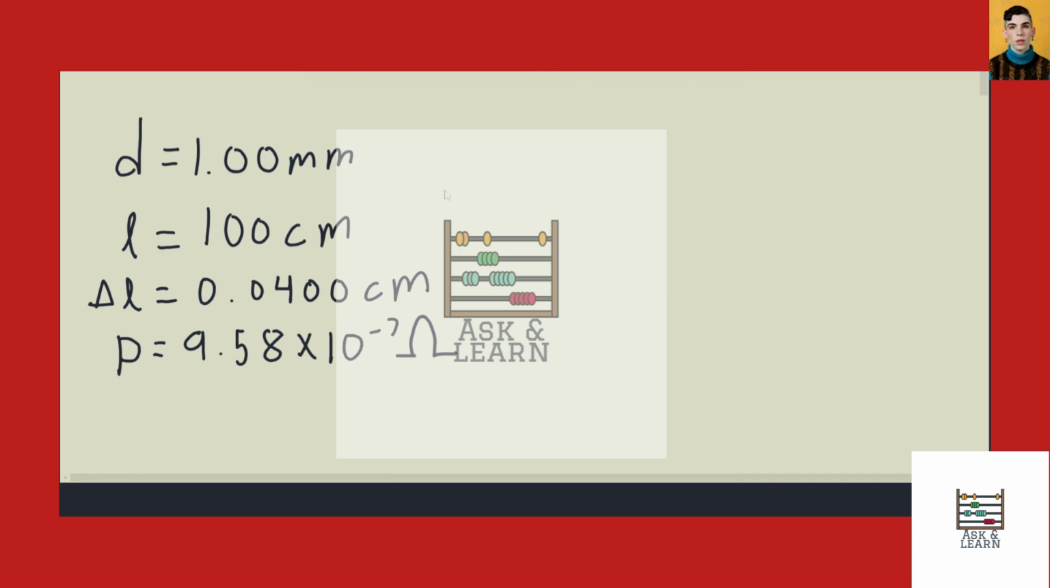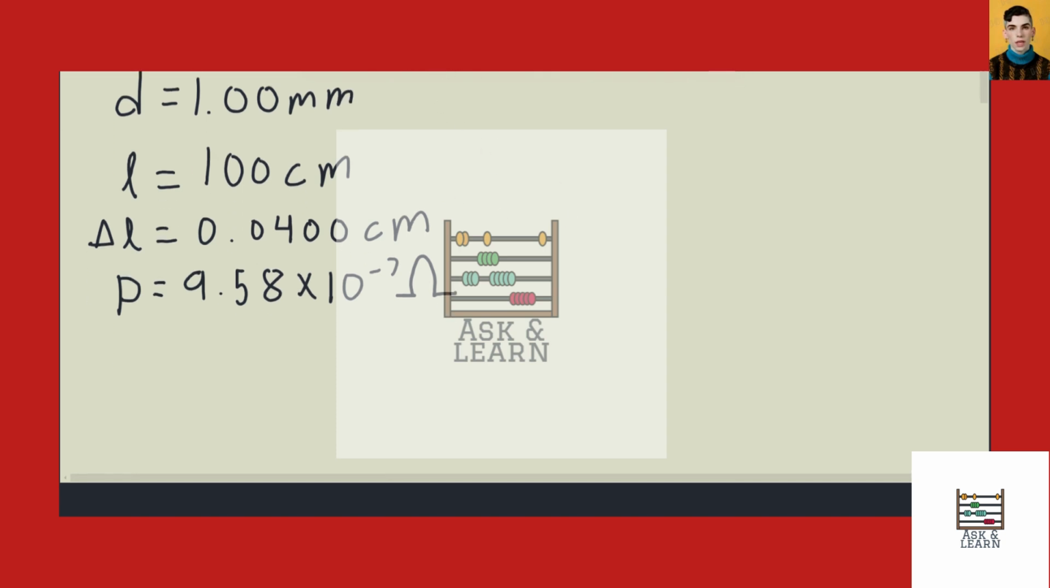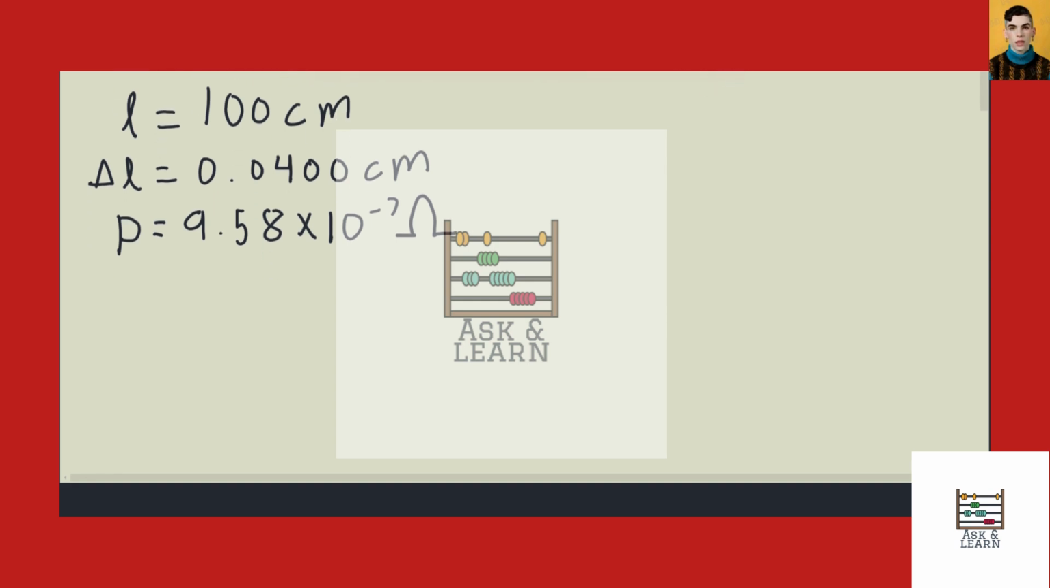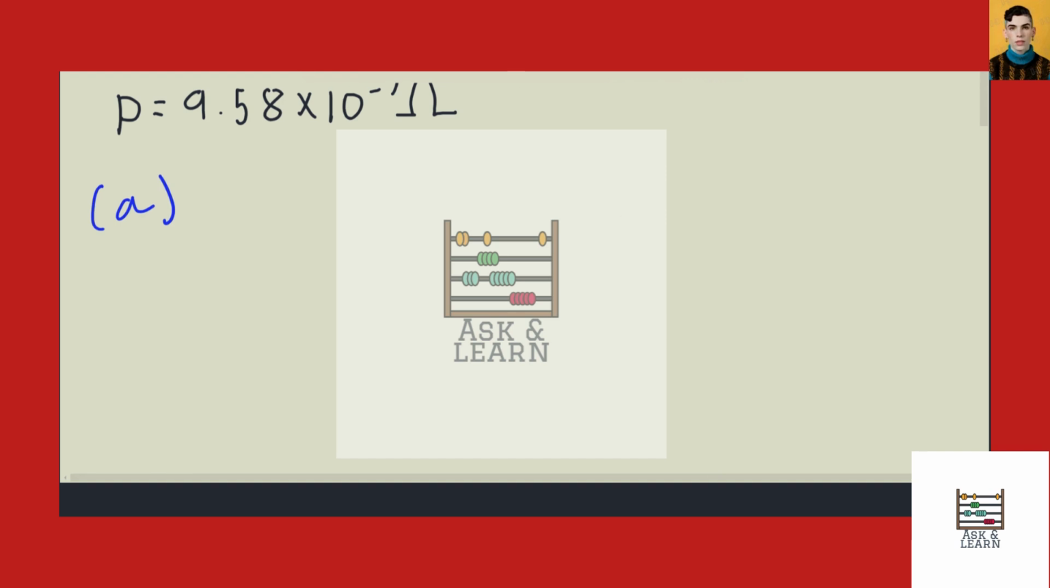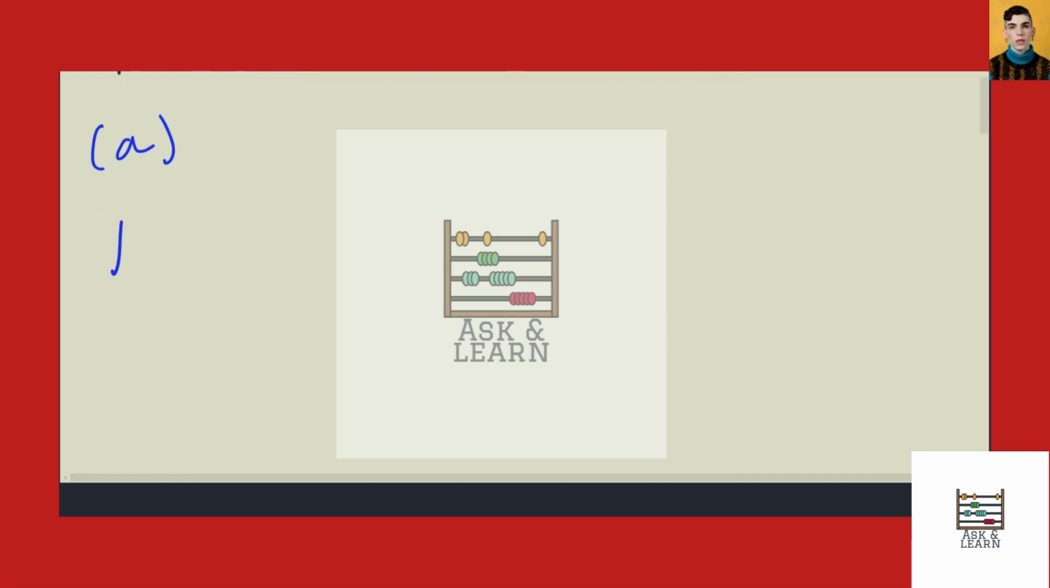We have a device filled with mercury, and it's at room temperature. For part A of the problem, we need to find what the resistance value is of this mercury. So we know that the formula for the resistance R is equal to the resistivity rho times a length L of the material divided by the cross-sectional area.